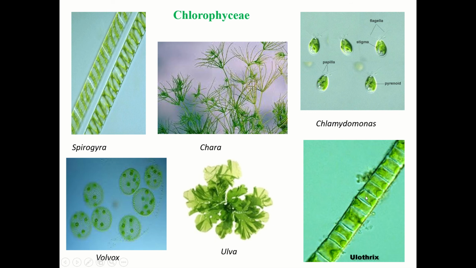Now this is the plate-like chloroplast. Then this is the Volvox, a colonial alga. They may be colonial or filamentous, such as Spirogyra. You can see the spirally arranged chloroplast. This is spiral, ribbon-shaped chloroplast. So that's why the name Spirogyra is given.